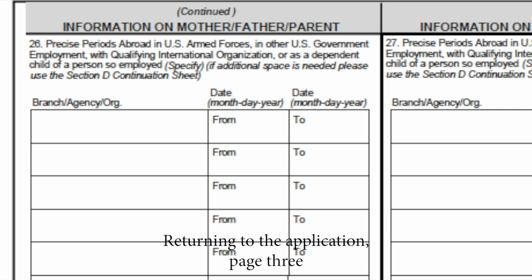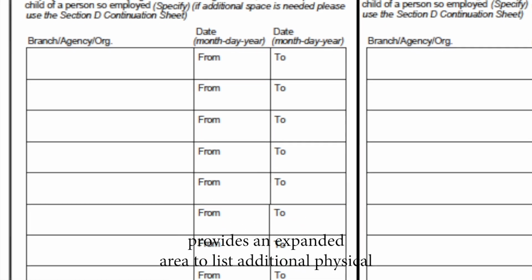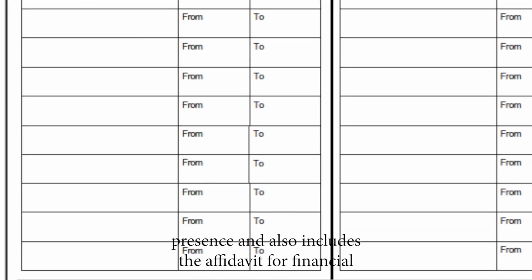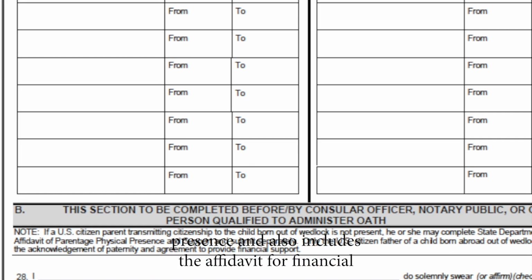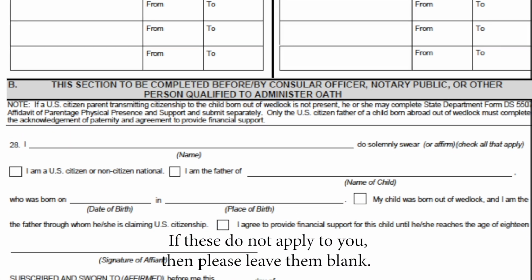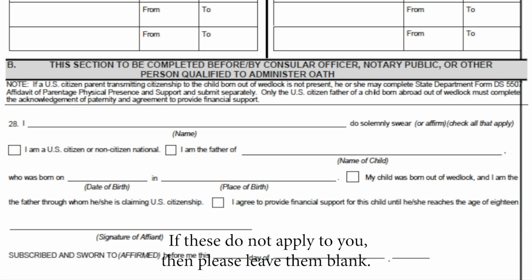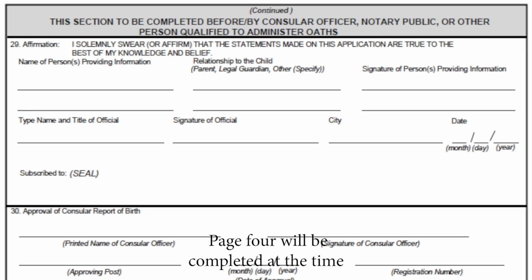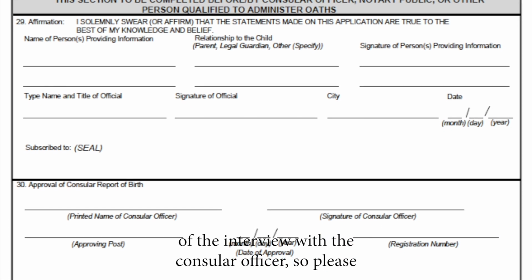Returning to the application, page 3 provides an expanded area to list additional physical presence and also includes the affidavit for financial support for those who might be required to sign it. If these do not apply to you, then please leave them blank. Page 4 will be completed at the time of the interview with the consular officer, so please leave it blank at this time.